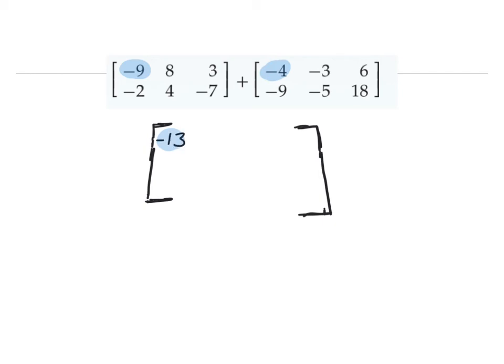All right, I'm going to start with the top row and go to the right. So next in the middle on the top, what goes here? 5. Awesome. 8 plus a negative 3 is 5. Next, what goes in the upper right-hand corner? 9. What goes in the lower left-hand corner? Negative 11. Perfect. Negative 2 plus negative 9 would be negative 11.